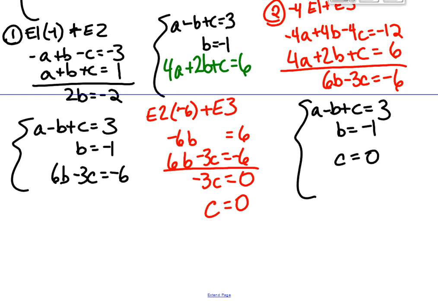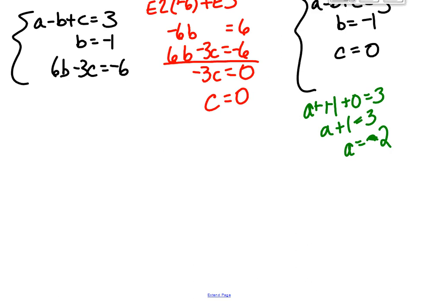To find A, I'll just put that in. A minus negative 1 plus 0 equals 3. And so A plus 1 is 3. A equals 2. And so then that gives me my ordered triple this time as, excuse me, that is not negative 2. A equals 2. So that gives me my ordered triple of 2, negative 1, 0.